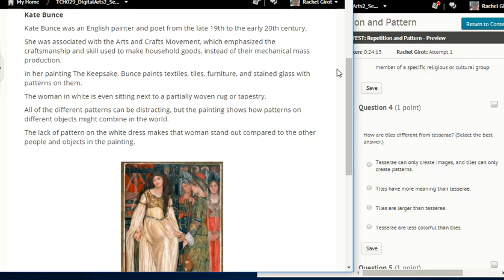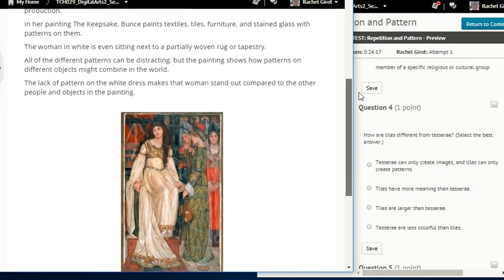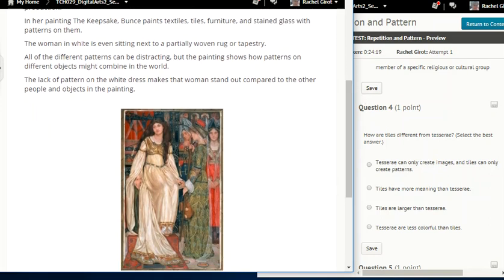In her painting, The Keepsake, Bunce paints textiles, tiles, furniture, and stained glass with patterns on them. The woman in white is even sitting next to a partially woven rug or tapestry. All of the different patterns can be distracting, but the painting shows how patterns on different objects might combine in the world. The lack of pattern on the white dress makes that woman stand out compared to the other people and objects in the painting.